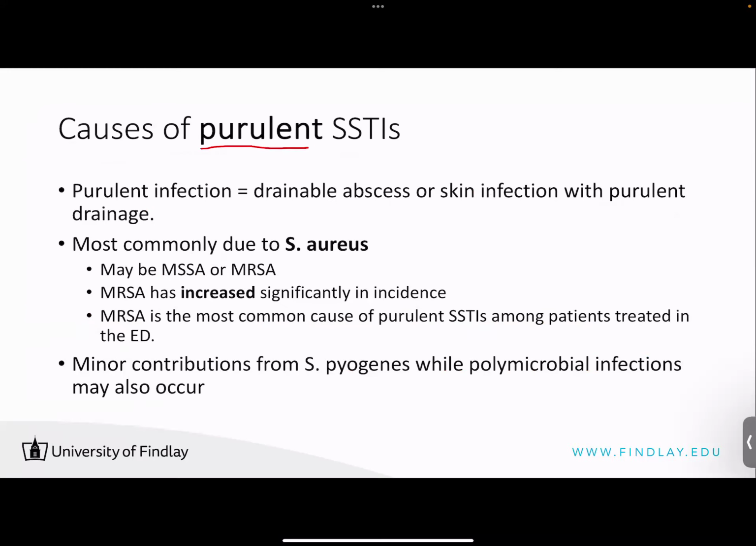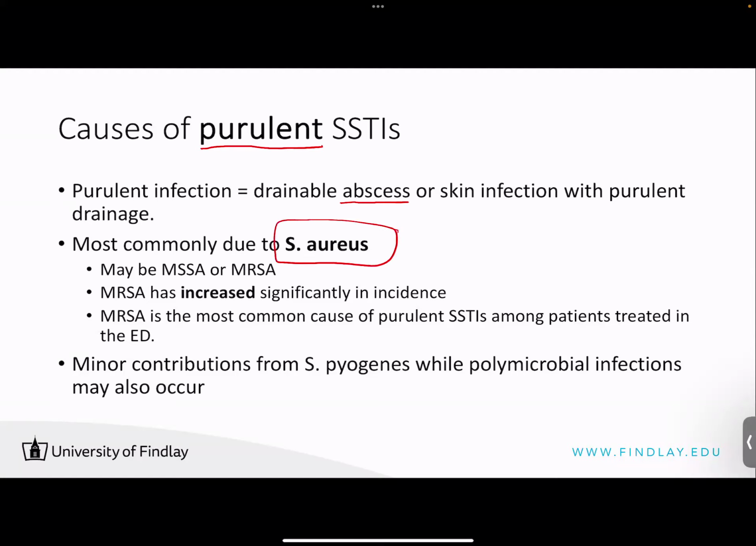So when we say purulent SSTIs, again, these are pus-forming infections. All right, folliculitis, furuncles, carbuncles, and abscesses. They're all associated with some degree of pus. And a purulent infection is typified by the presence of a drainable abscess or a drainable lesion.